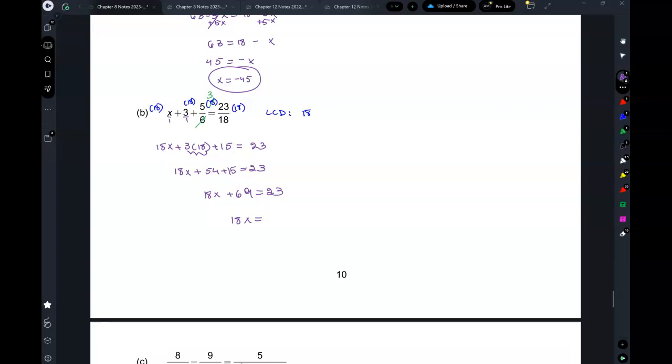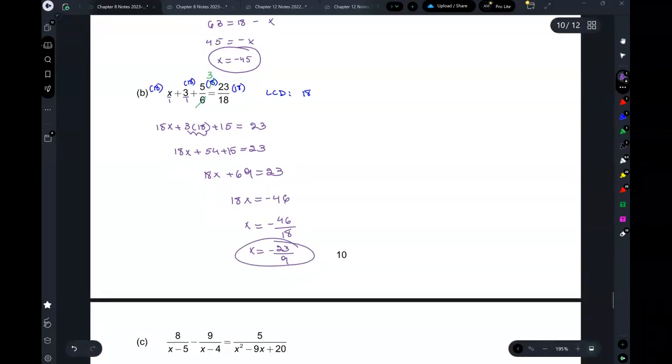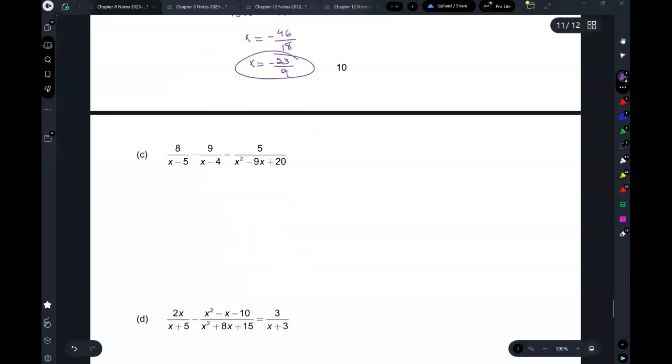Subtract. What do we get? Negative 46. x is equal to negative 46 over 18. What do we get? Good. Okay. Again, that's not part of the restrictions, so we're good. And please feel free to use your calculators to do these so you can get the right calculations. Okay, let's do the next one.